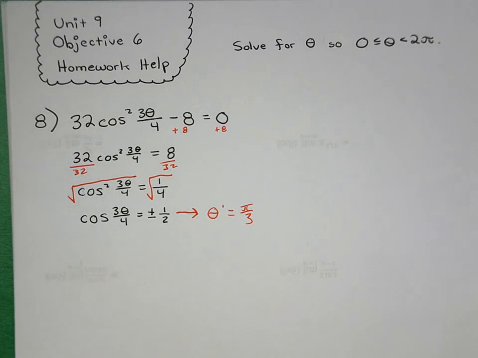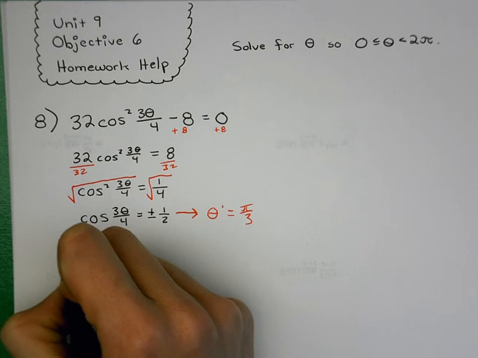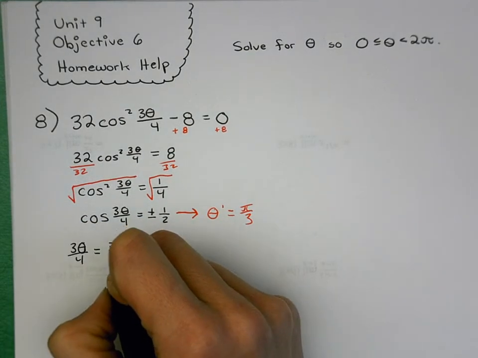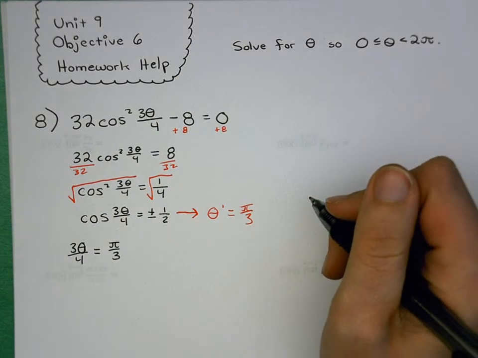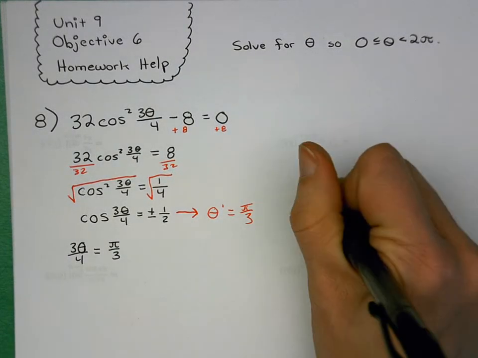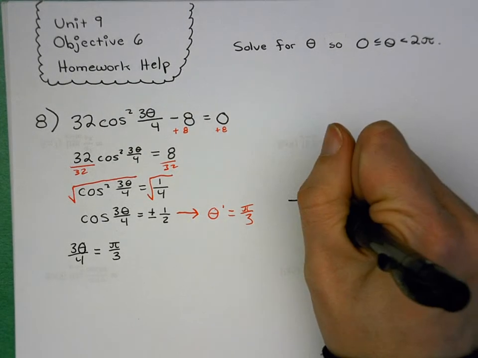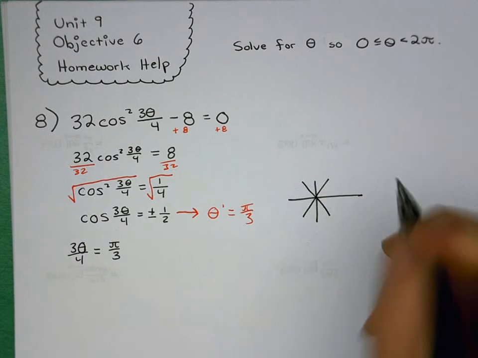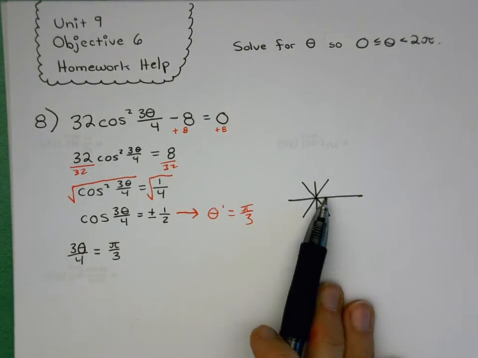Because my angle can lie in any of my 4 quadrants, that pi over 3 is my first quadrant angle. The question then becomes, what are my second, third, and fourth quadrant angles? If we're picturing our angles here, cosine would be positive in the first quadrant, negative in the second, negative in the third, and positive in the fourth. So what are each of these angles called?